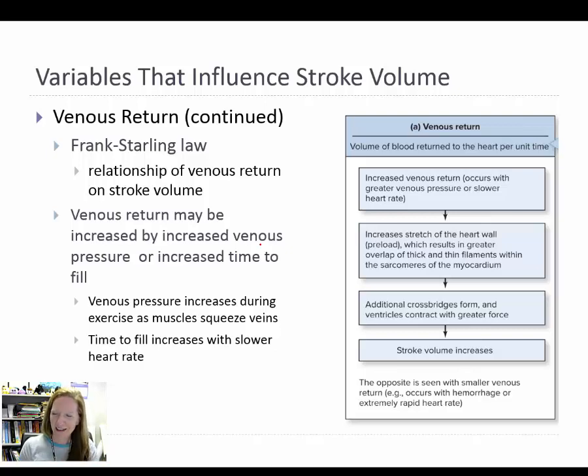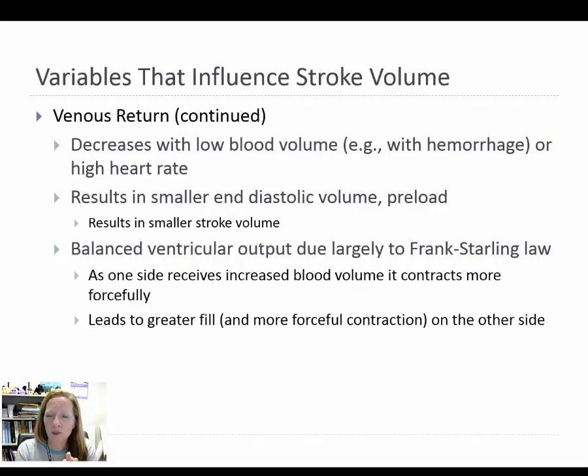So let me decrease it again. That is venous return. So the opposite occurs. You get a decrease in stroke volume whenever there's lower blood volume. If you think about it, if you don't have enough air in your lungs to blow this thing up, then if you don't have enough blood inside of your circulatory system, that's not going to fill up your heart enough.